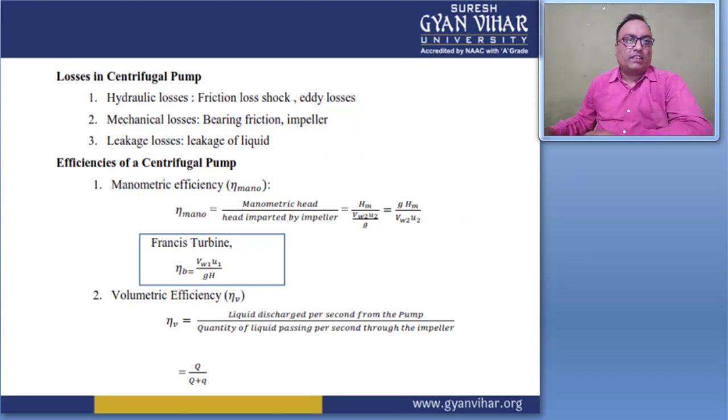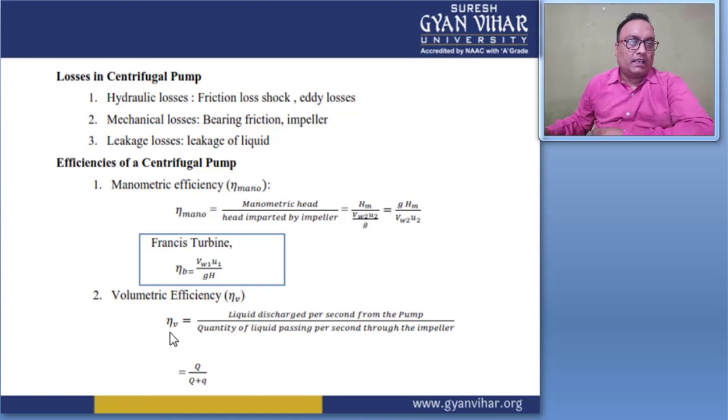For the efficiencies, there is the manometric efficiency, neta manometric. This is the manometric head divided by the head imparted by the impeller. So the manometric head is HM, and this is the head imparted by the impeller, VW1 U2 by G, and GHM divided by VW2 U2. This is the case of a Francis turbine, or similarly for the centrifugal pump also, right?